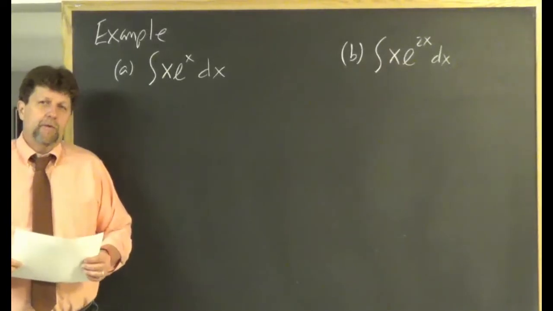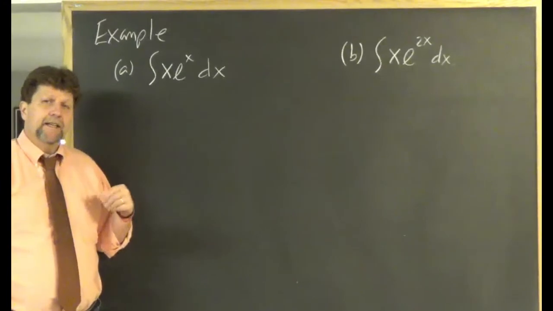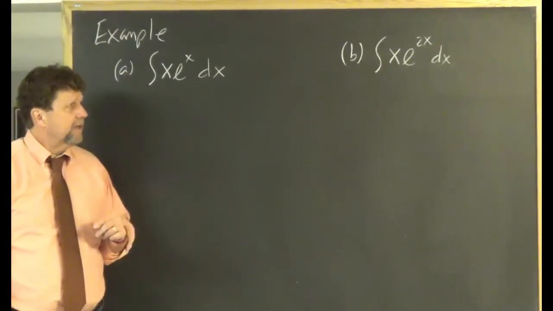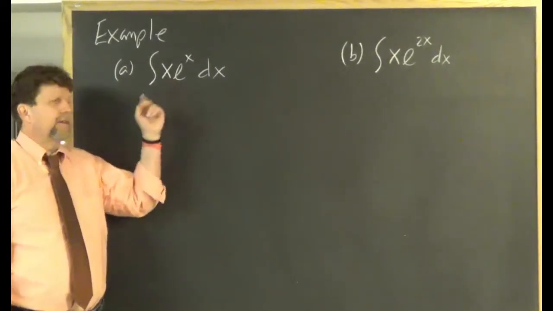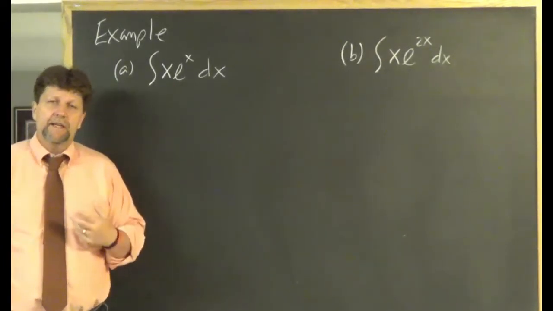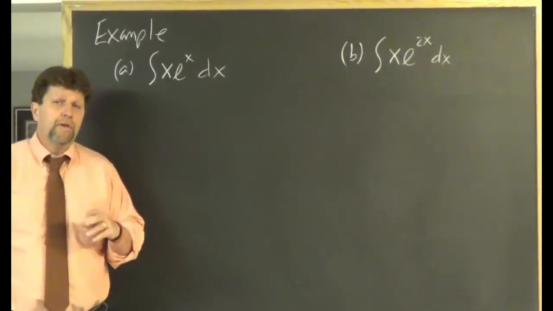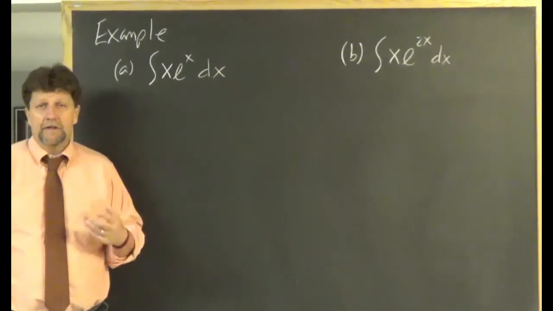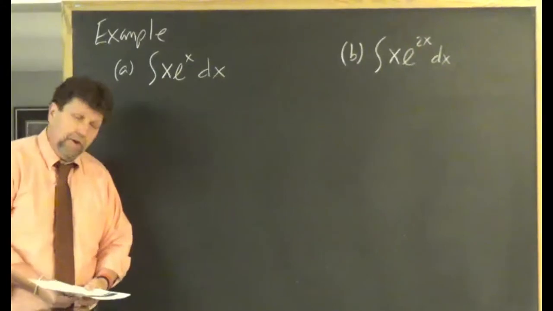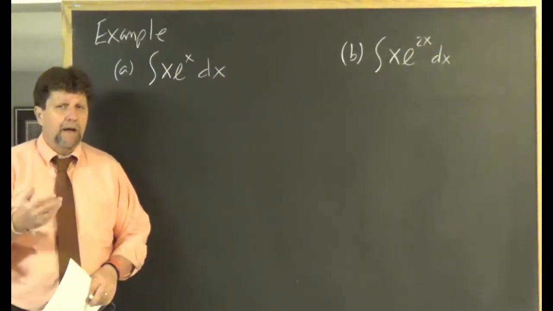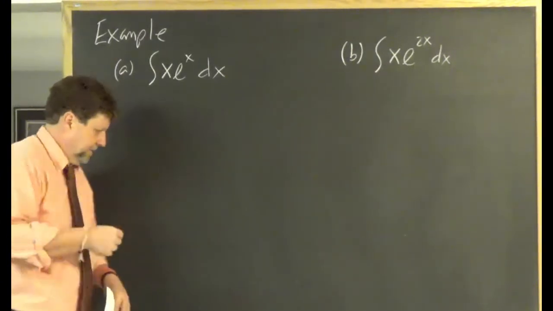All right, in this example, we were asked to determine the following integrals. A was the integral of x e to the x dx. B was the integral of x e to the 2x dx. And I just told you that this is a classic example for the technique known as integration by parts. It's classic because it fits both of those guidelines that I just went over with you. So let's crank this through integration by parts. I'll show you how I do it, how I suggest you do it, and how I'm using the guidelines.